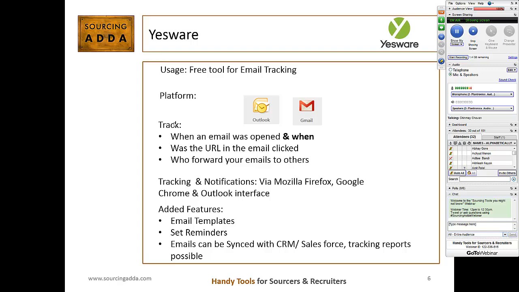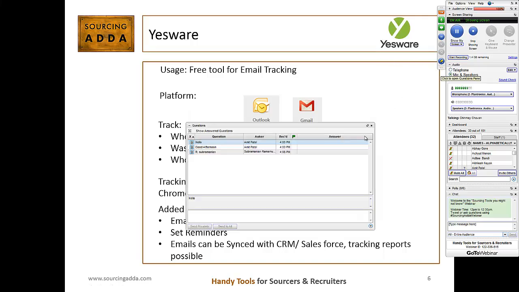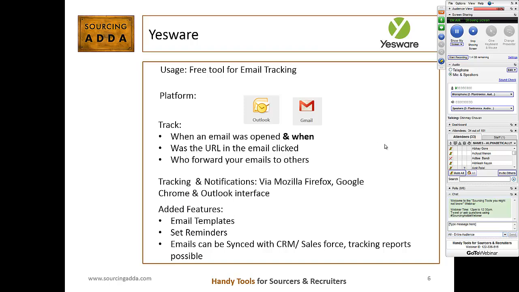It is similar to Sidekick, but it has got some advanced features in it. Okay, so it's also a free tool for email tracking. Of course, if you pay, then you have a couple more advanced features in it. The platforms are Outlook and Gmail. And what you can track is when an email was opened, which we can also do with Sidekick, and you can also see the time.